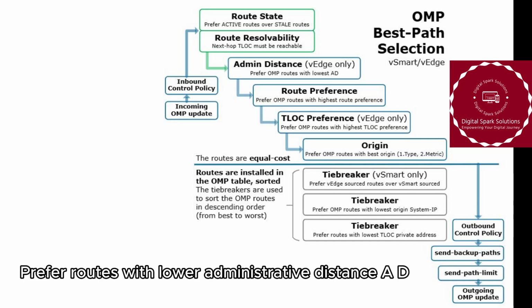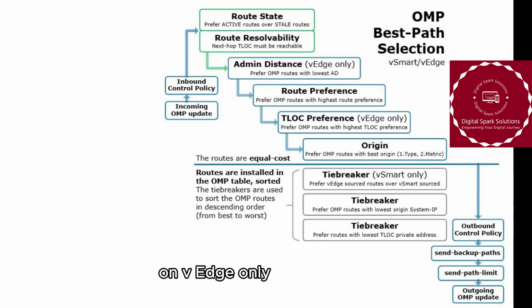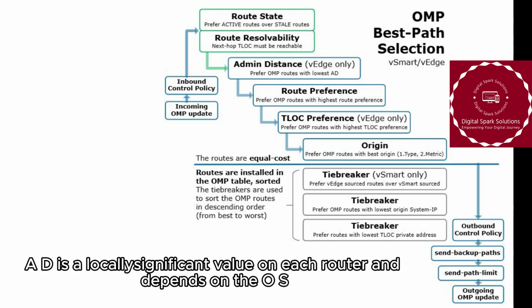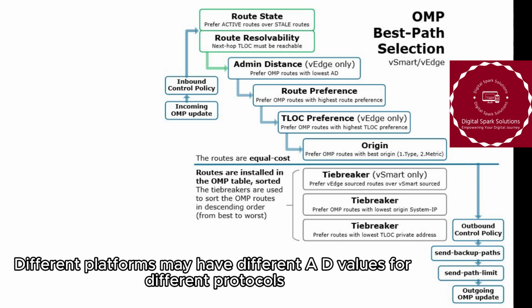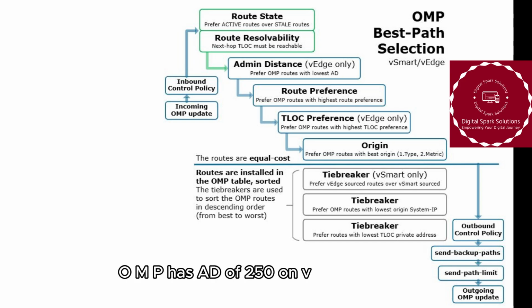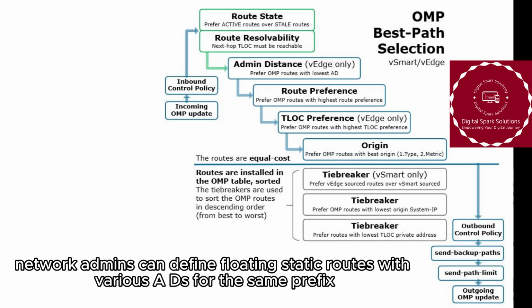Prefer routes with lower administrative distance. AD on vEdge only. AD is a locally significant value on each router and depends on the OS. Different platforms may have different AD values for different protocols. For example, OMP has an AD of 250 on vEdges and 251 on cEdges. Additionally, network admins can define floating static routes with various ADs for the same prefix.